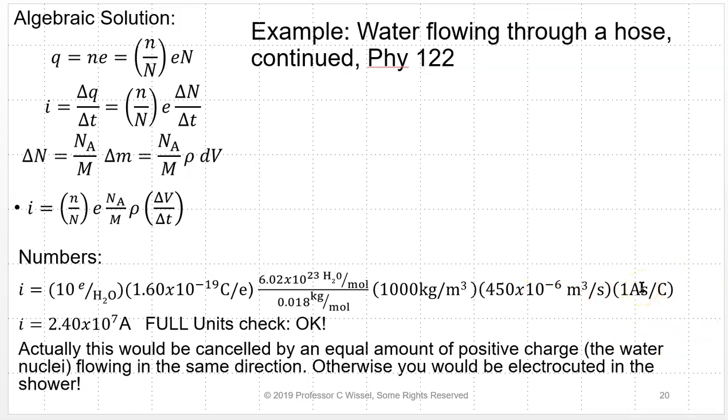I'm going to check and make sure all the units come out correctly. I start at this end. I have 10 electrons, and I'm looking for electrons. There's electrons, so it cancels out. That is a unit, and you should treat it like this. I have water molecules here, and water molecules here, that cancels out. I have coulombs, coulombs cancels out over here. Moles cancel out here. Kilograms cancels here. Cubic meters cancels there. And seconds cancels there. What's left behind is amps. And the current is 2.4 times 10 to the 7th amps. The full units check is okay.